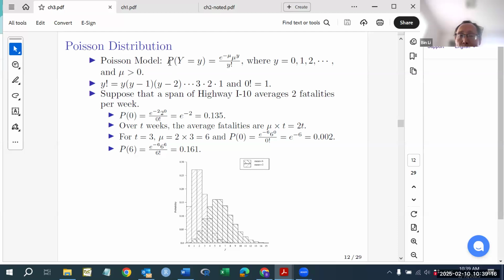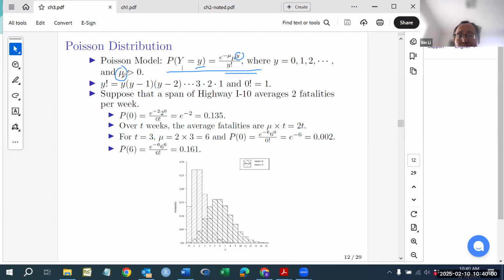And the probability of getting y equal to a certain value is equal to the exponential of negative mu. So for the Poisson model, we have only one parameter, that is mu. We will talk about what mu is in a minute. So e to the negative mu times mu to the power of y, where y is that value, over y factorial. So this is the PMF, the probability mass function for the Poisson model.